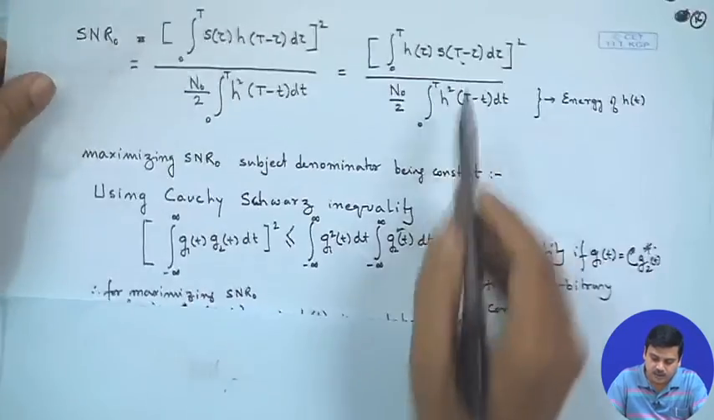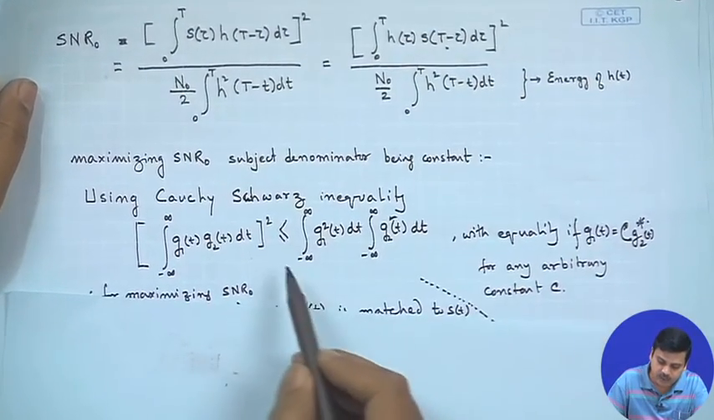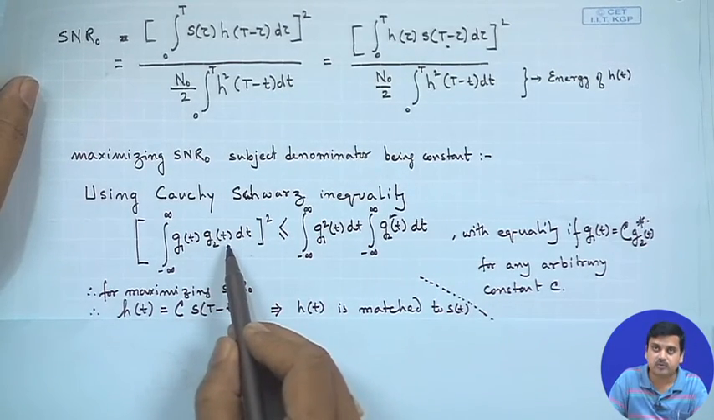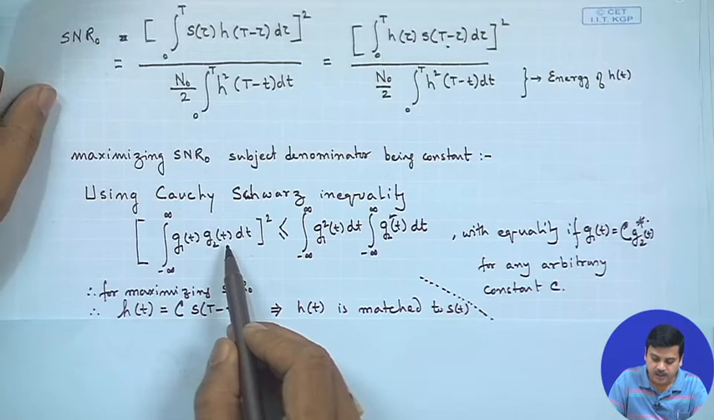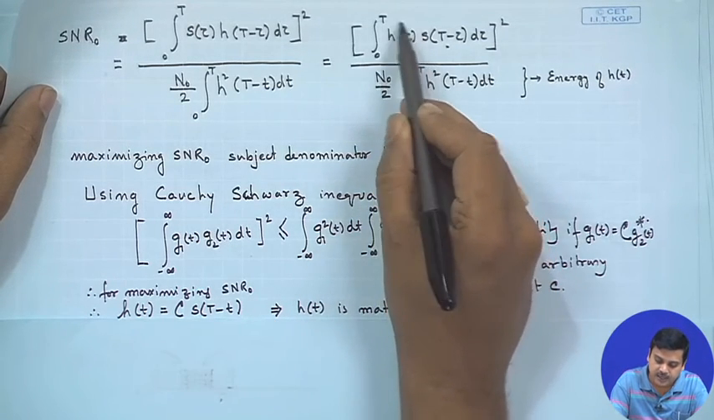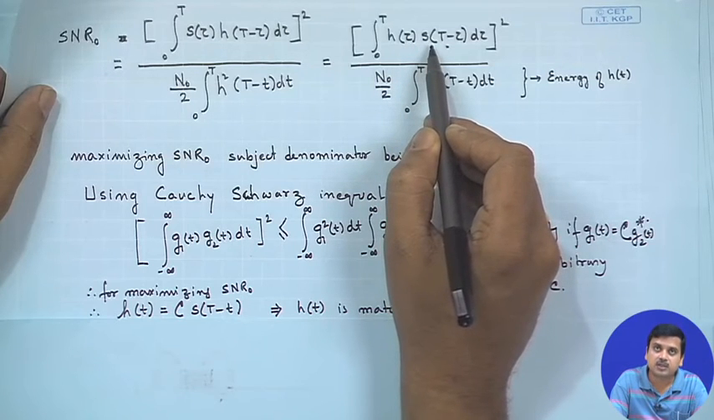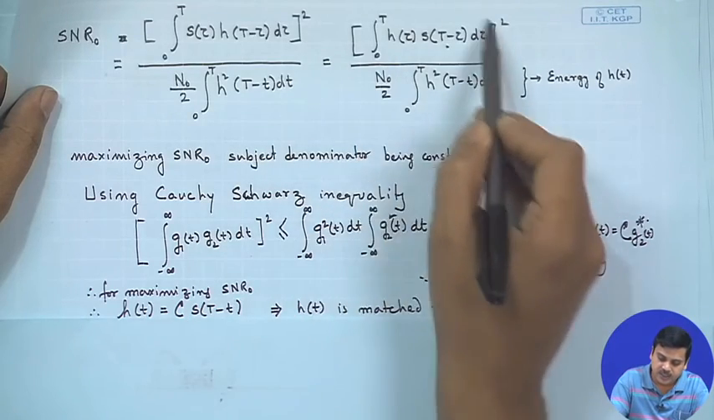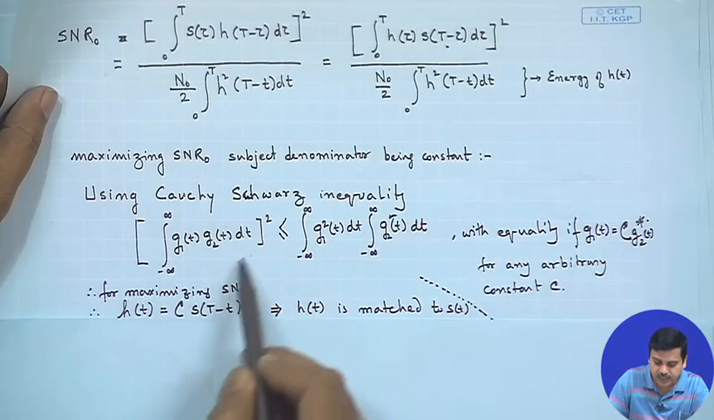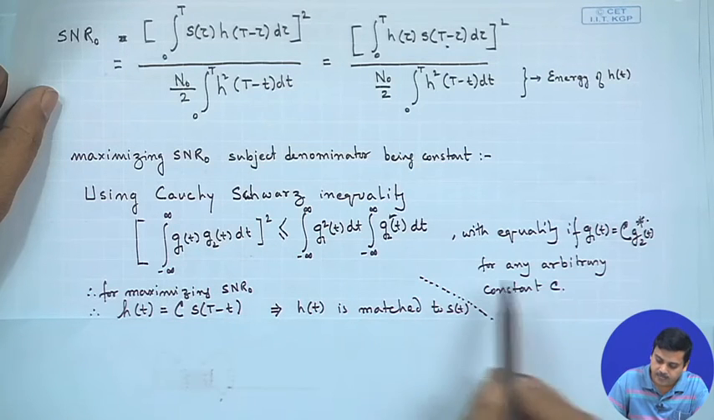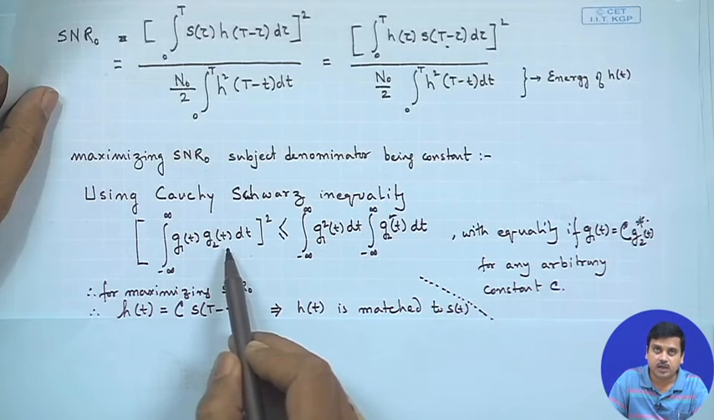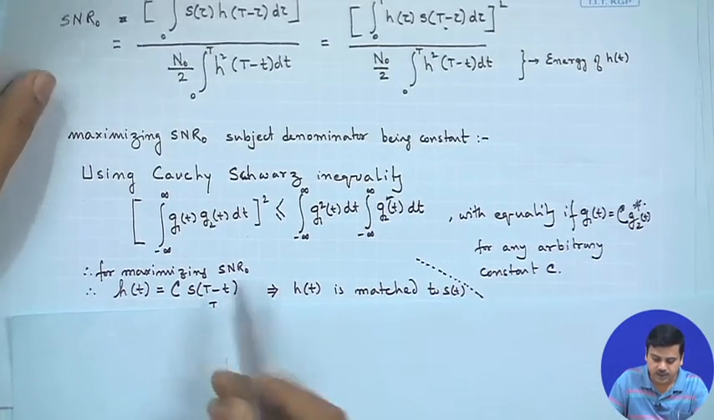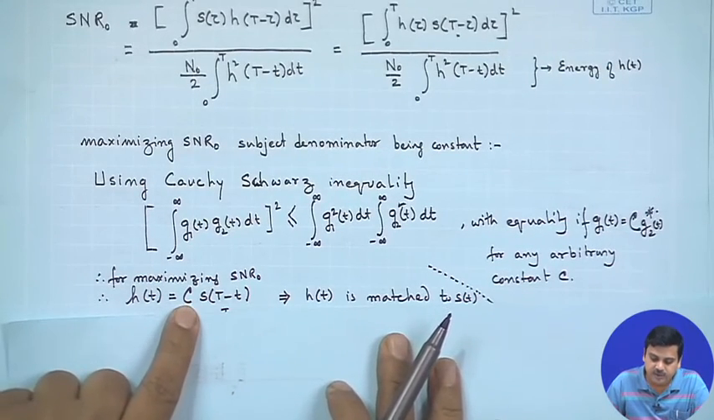So, this expression will be at most equal to, the maximum value will be obtained when G1 is equal to some constant times G2, and that means h of t is equal to some constant times s of t minus tau. So, this expression attains the maximum value when one of the functions is equal to the other function, right. So, h of t is equal to c times s of T minus t. There will be this c that will remain as the constant.